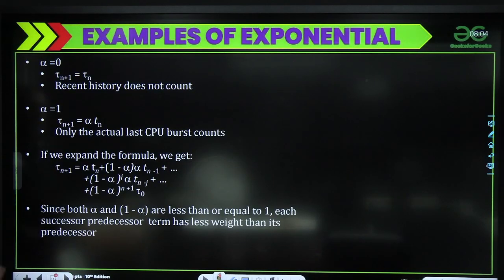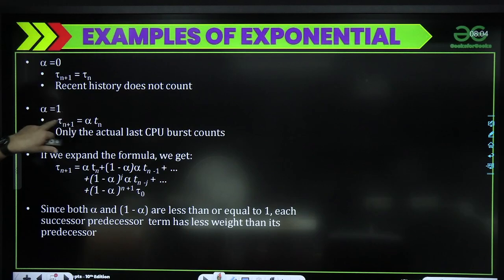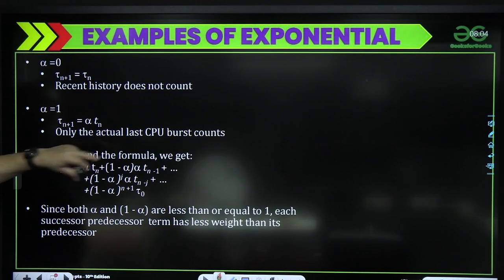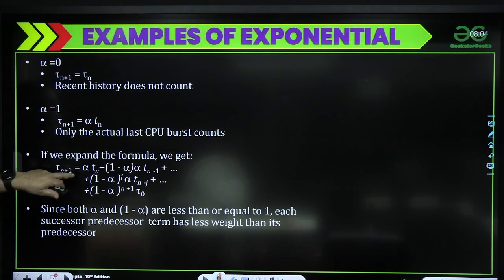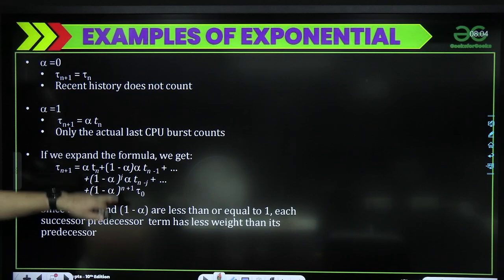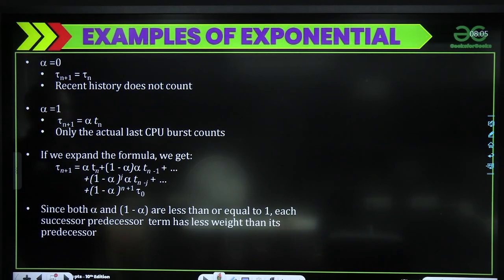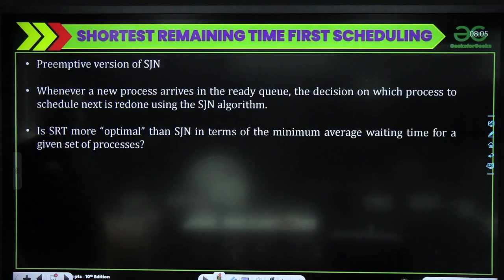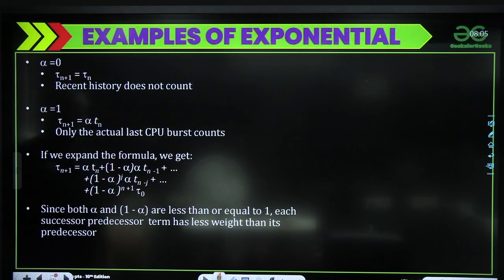The same expansion is given here. Alpha equal to 0, then it will become tau n, that should not happen. And alpha equal to 1, it will depend only on the previous completed burst. So this is the expansion which I said just now. You go up to tau 1, or you say tau naught, both will be the same basically. That's why it is called the exponential averaging technique.